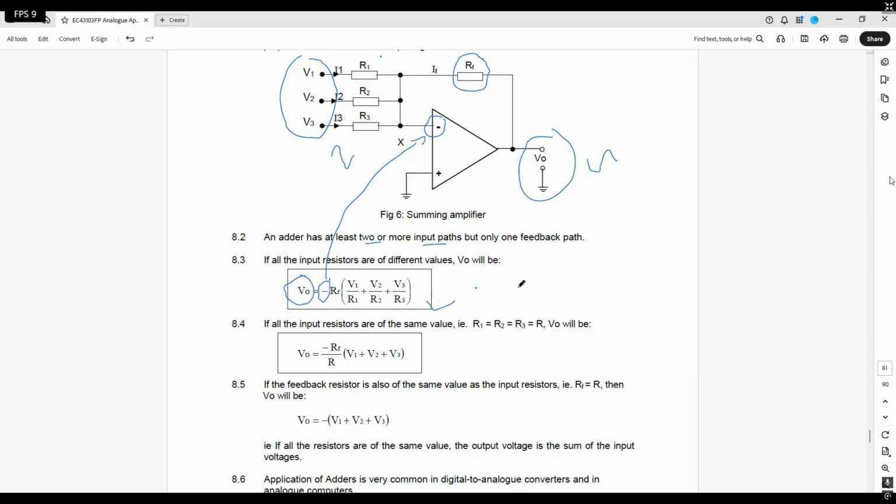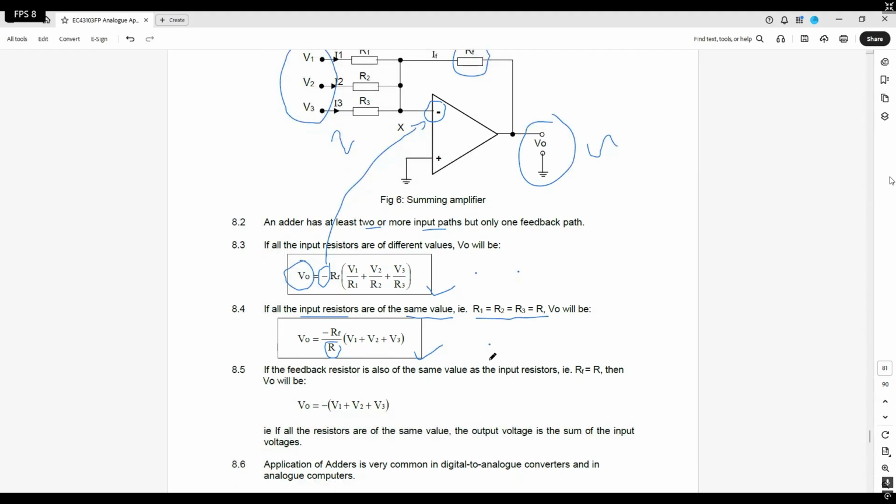All right. Then they say something: what if all the input resistors are the same value? If R1, R2, R3 are equal, then it becomes R, the same value, and the formula becomes more simplified. Be careful, there's a condition I just mentioned: provided the three resistors are all equal, then your formula becomes like this. No question, we move on.